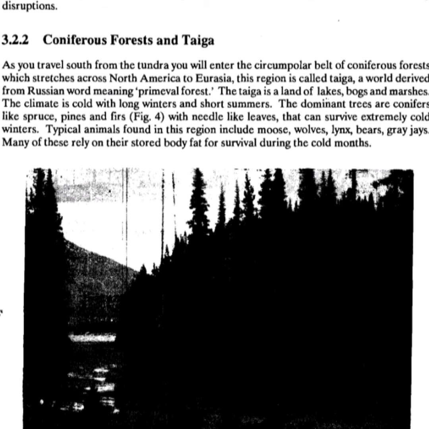3.2.2 Coniferous forests and taiga. As you travel south from the tundra, you will enter the circumpolar belt of coniferous forests, which stretches across North America to Eurasia. This region is called taiga, a word derived from a Russian word meaning primeval forest. The taiga is a land of lakes, bogs, and marshes. The climate is cold with long winters and short summers.